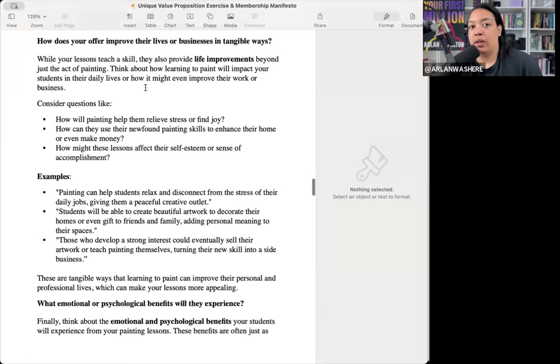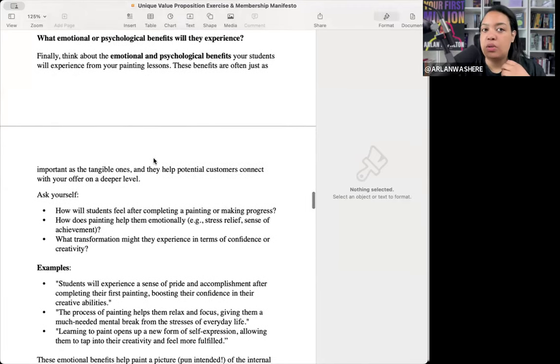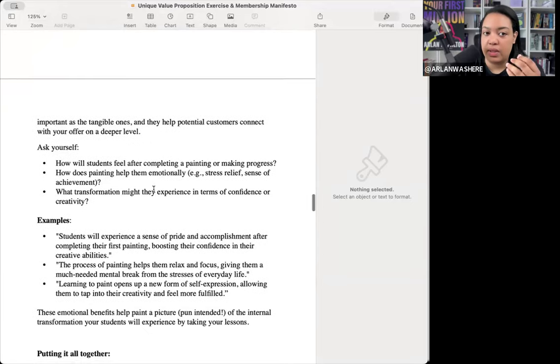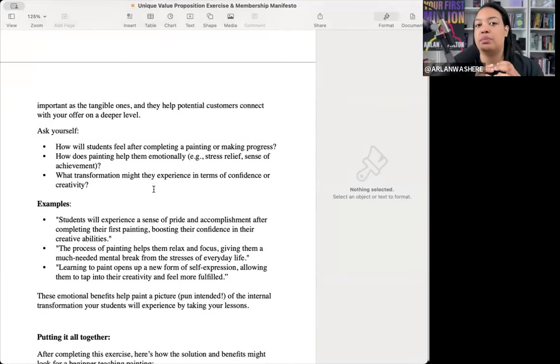How does your offer improve their lives or their businesses in tangible ways? Ask yourself things like, how will this thing that I'm doing help them relieve stress or find joy? Just as an example. How can they use their newfound skills to enhance themselves, their homes, their life, or make money? And how might learning these things, whatever it might be, affect their self esteem or sense of accomplishment? What emotional or psychological benefits will they experience? How will students feel after completing a painting or making progress, et cetera, right?